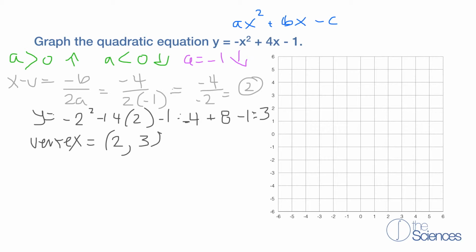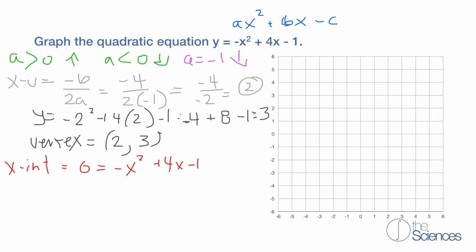Now we want to find our x-intercept. And we do that by substituting 0 for y, setting y to 0. So here we have negative x squared plus 4x minus 1. So now what we're going to do is factor this.